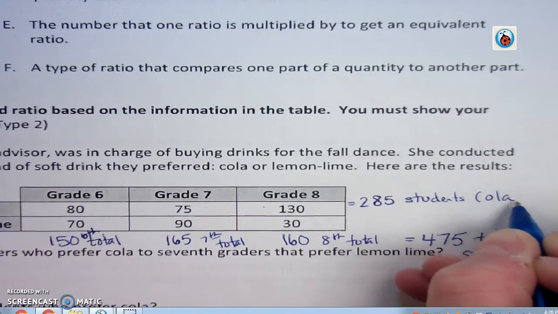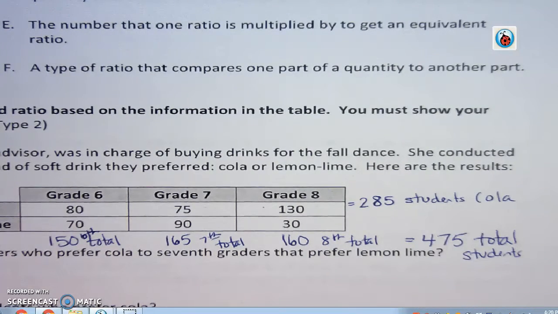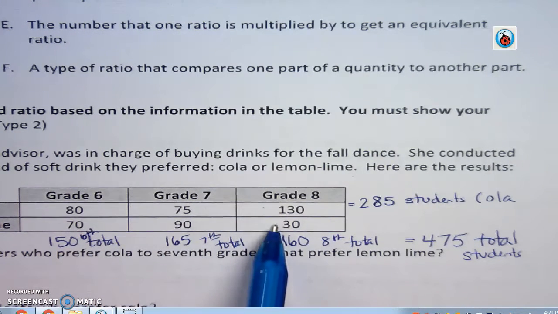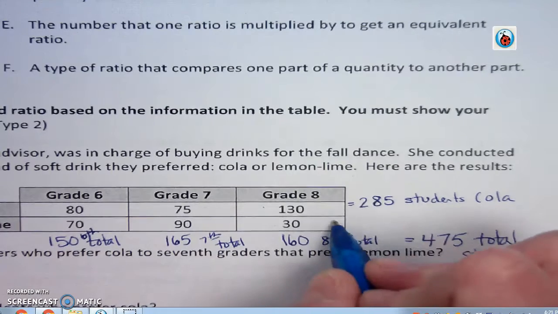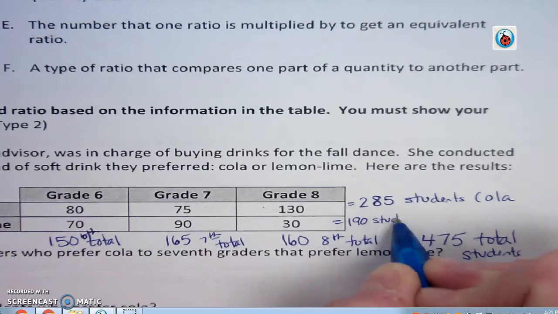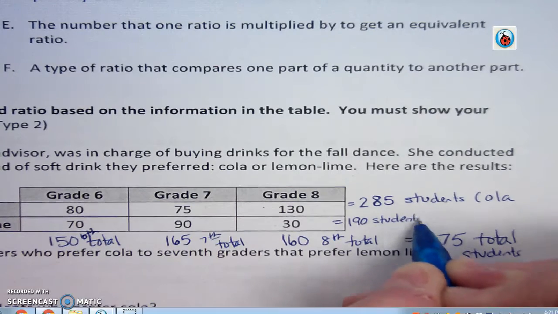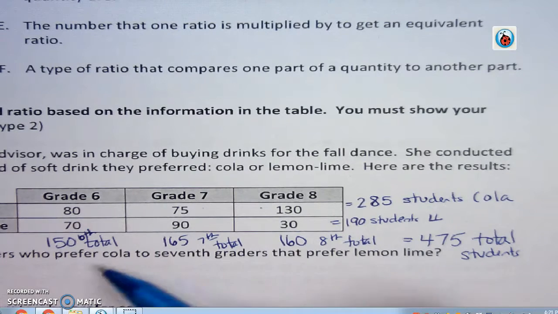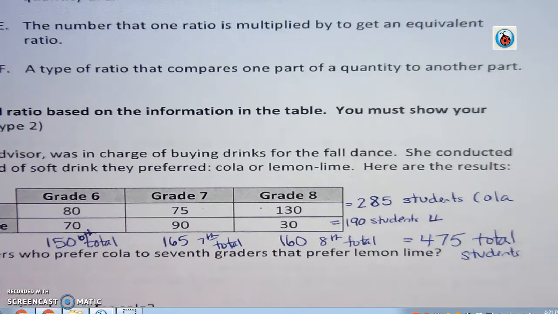They're the students who like cola. If I add these three numbers together, 70 plus 90 plus 30, that would give me 190 students that like lemon lime. So you can see that there are 6 different ways to find the total in this table. So it's really important that I label and then I know what it is I'm trying to find.